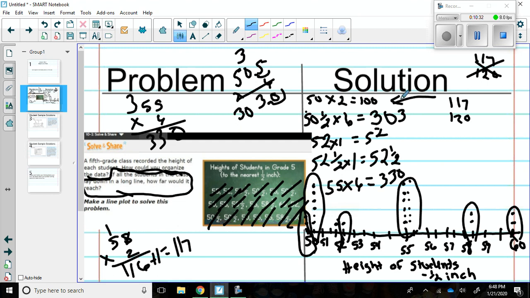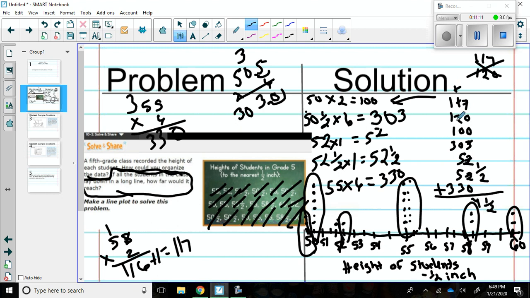Now I'm going to go over here to my numbers. Plus 100, plus 303, 52, plus 52 and a half, plus 330. Now, this is very important. You keep everything lined up so that way you don't lose track of where you are. So my only fraction is a half. So 7 plus 3 is 10. 10 plus 2 is 12. Plus 2 is 14.